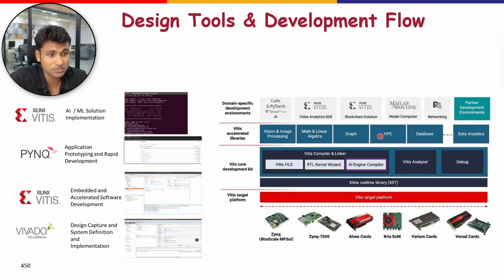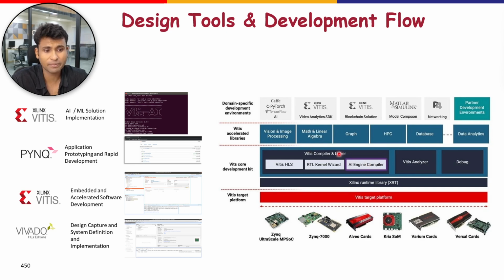Then we have high performance computing libraries optimized for computationally intensive tasks often found in scientific simulations and large scale data processing. Then comes the Vitis core development kit, the core of the Vitis platform. This layer contains the primary tools and components used in the development flow. We here have the Vitis HLS, which we already know about, the RTL kernel wizard, which helps create and integrate RTL kernels into the Vitis environment, and we have the AI engine compiler, which compiles AI models and code to run efficiently on AI engines within the AMD hardware.